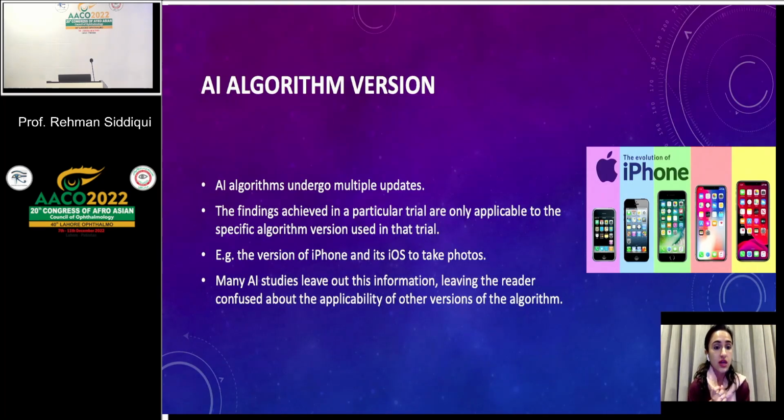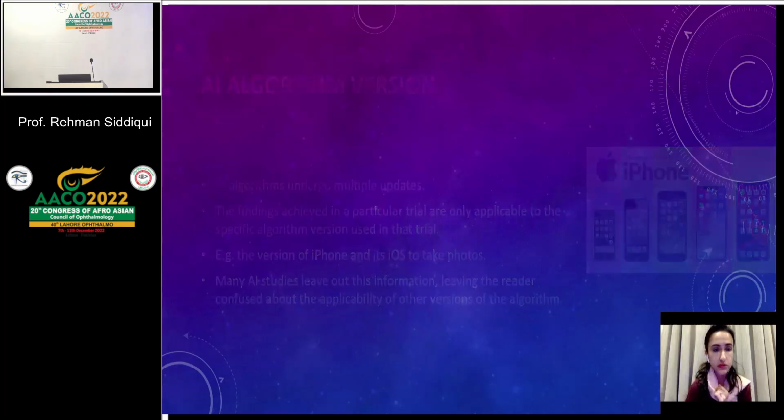Many AI studies leave out this information, and that leaves the reader confused about the applicability of other versions of the algorithm. So if the reader were to assume that, okay, if I want to use the same system in a newer iPhone, would it work? Would it have the same results? So that would lead to a lot of confusion. So this was another thing that was missed in a number of studies.